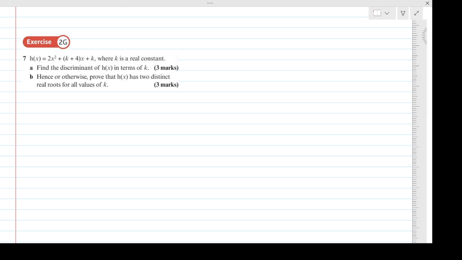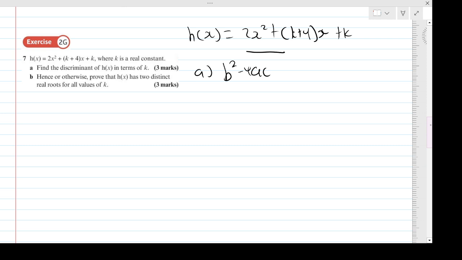We are given the function h of x is 2x squared plus (k plus 4) lots of x, so that's the coefficient for x, right? Add k. Then it says for part A, find the discriminant in terms of k. So really, the discriminant is b squared minus 4ac. We literally just need to plug it in and substitute. The b squared is this coefficient k plus 4, so k plus 4 squared, minus 4 lots of a, which is 2, and then the c, the number at the end, is k.